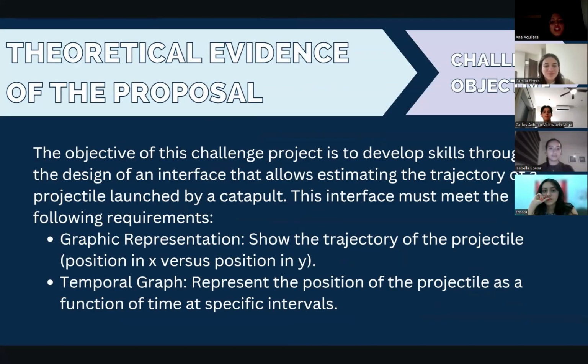The goal for this challenge was for us to be able to estimate the trajectory of a projectile launched by a catapult. We showed the projectile trajectory of the shot in relation to the position in the x-axis versus the position in the y-axis, and also as a function of time with more specific time intervals.